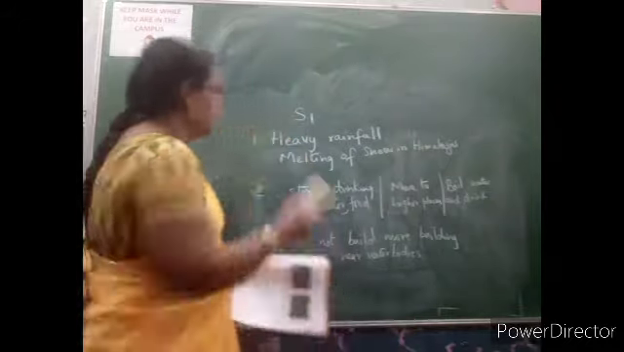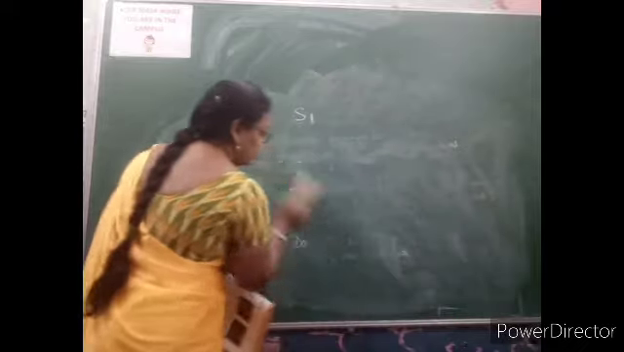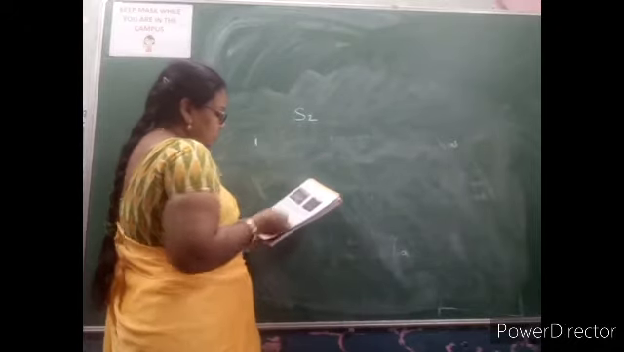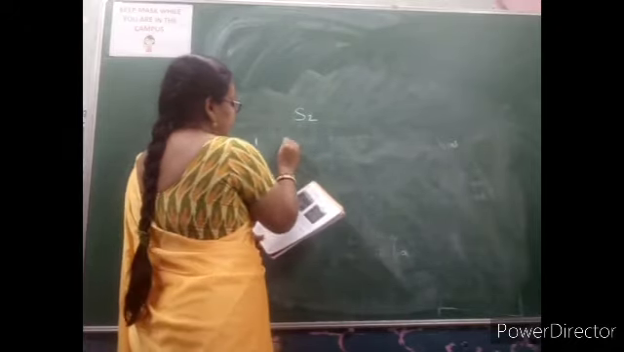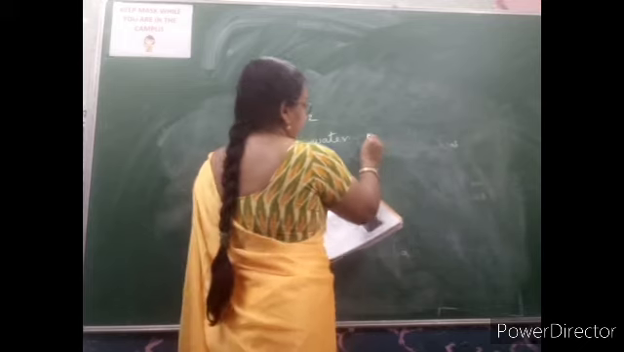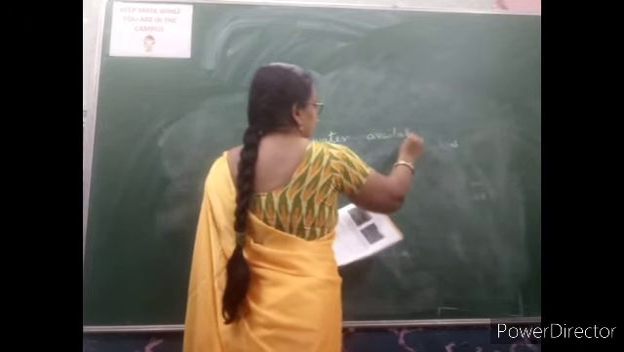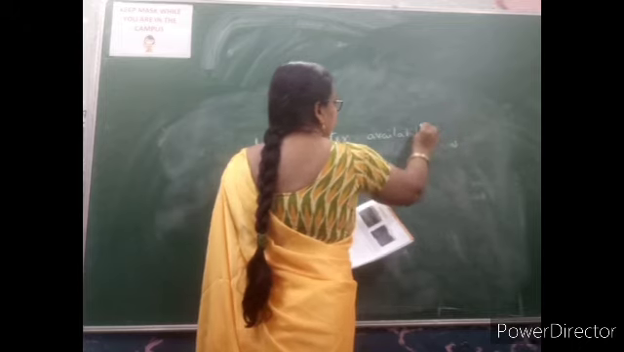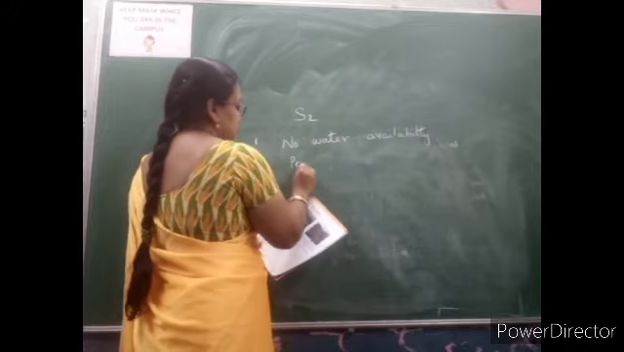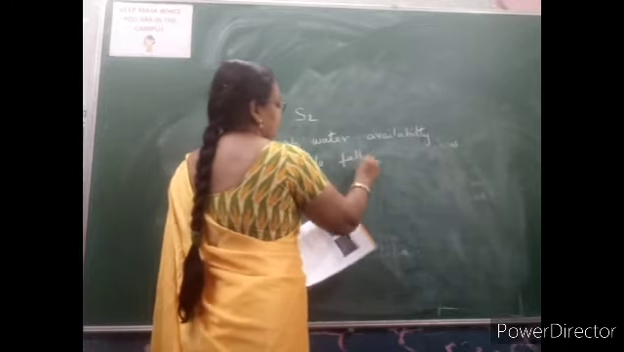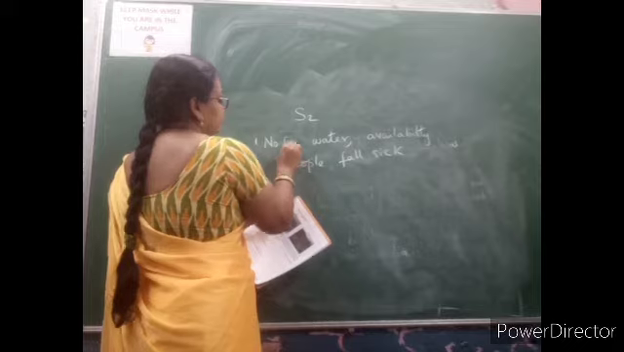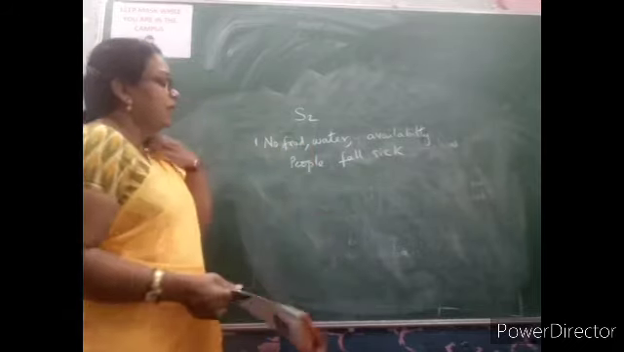Hope you will be able to complete it. I will write just one or two so that you can complete S2 without any difficulty. Write two effects of drought: no water availability, and people fall sick. No water, no food. You can write no food, no water availability, and people fall sick.